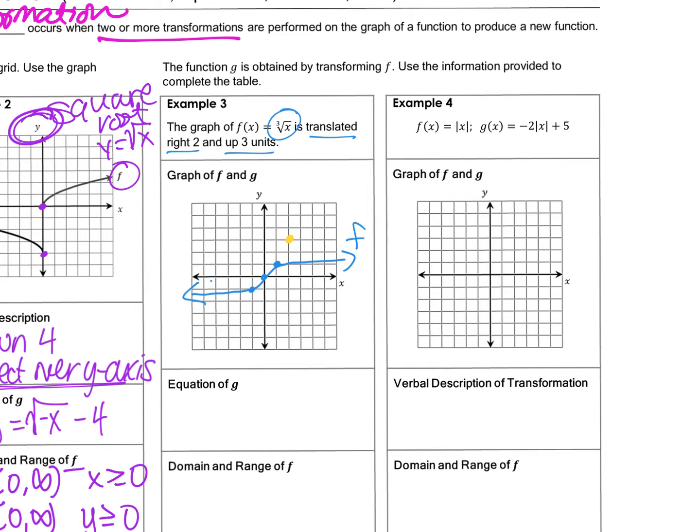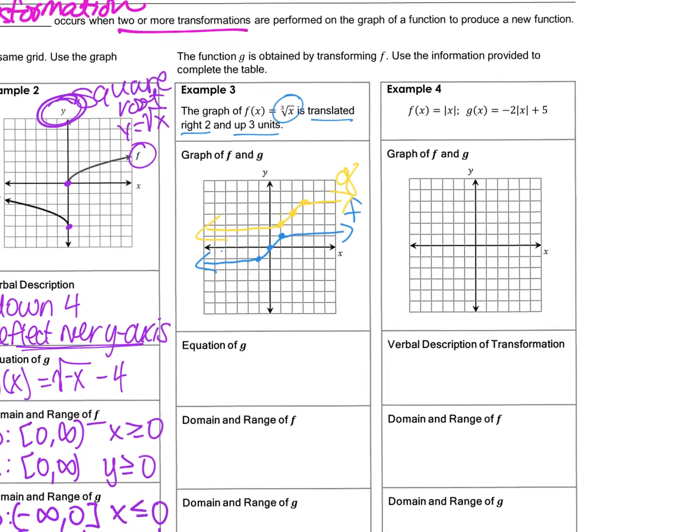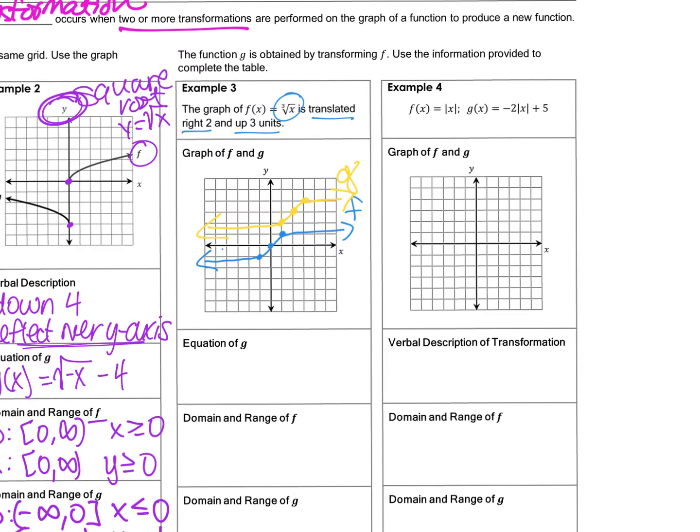So I'm going to go left 1, down 1 from that new origin point, right 1, up 1, and then we will sketch the rest of it. So there's my g. Okay, so my equation for g, we know we have a cube root. We're going right 2, so the opposite would be x minus 2 under the cube root, and then the +3 on the outside because we're going up.